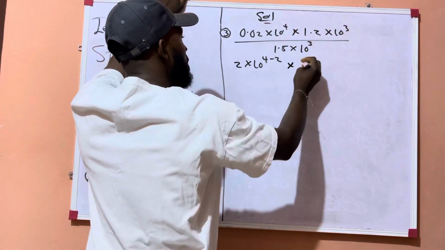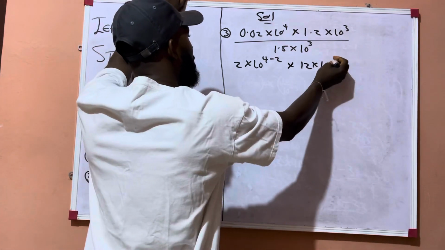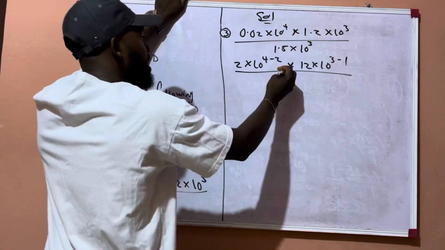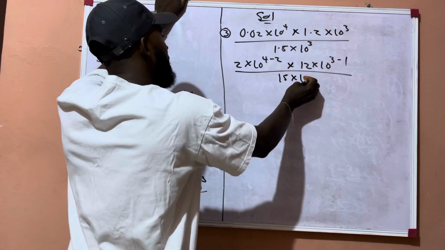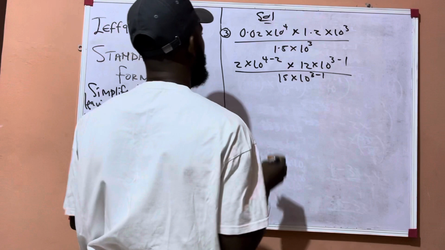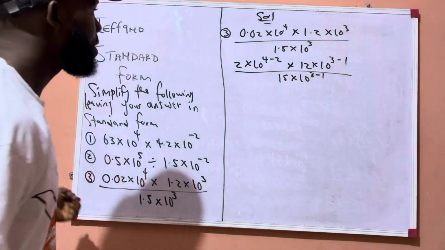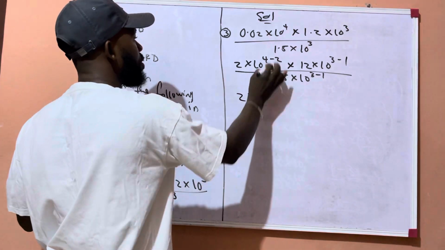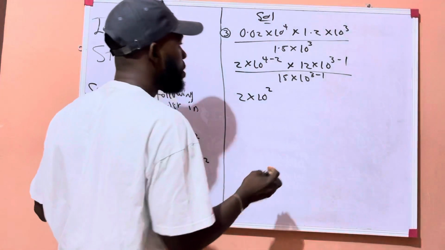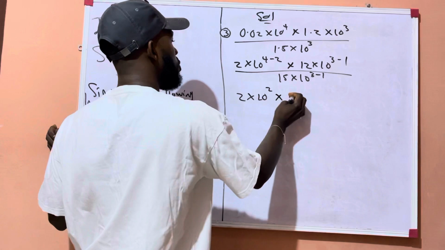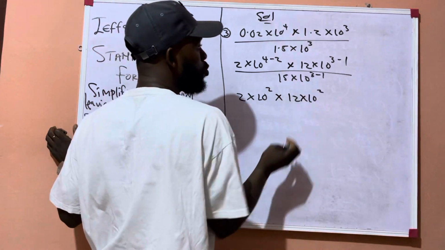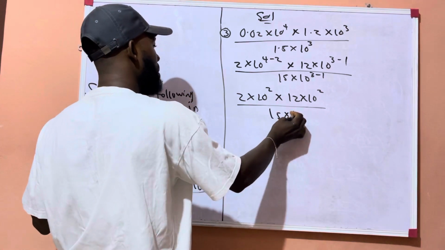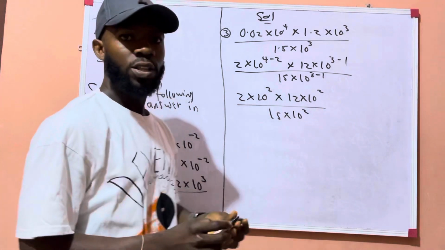Now here it comes, times. If my point is removed, 1.2 becomes 12 times 10 raised to the power of 3 minus 1, all over 15 times 10 raised to the power of 3 minus 1. Without wasting time, here becomes 2 times 10 raised to the power of 4 minus 2, which gives us 2, times 12 times 10 raised to the power of 3 minus 1, over 15 times 10 raised to the power of 3 minus 1.